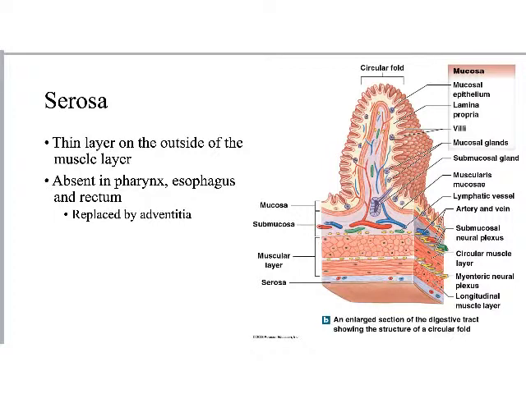The serosa is missing in a few places, so there are a few places that really only have 3 layers. I already mentioned the rectum earlier. It's also absent in the pharynx and the esophagus, which are largely muscular. In there, we have something called adventitia, which kind of takes the place of the serosa, and its makeup is just a little bit different, so we give it a different name.